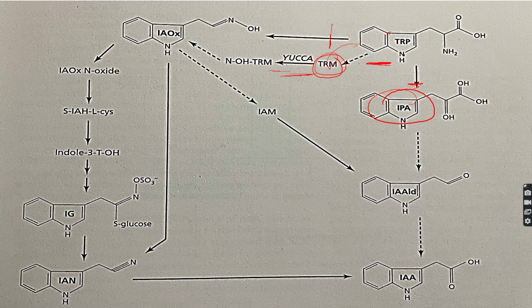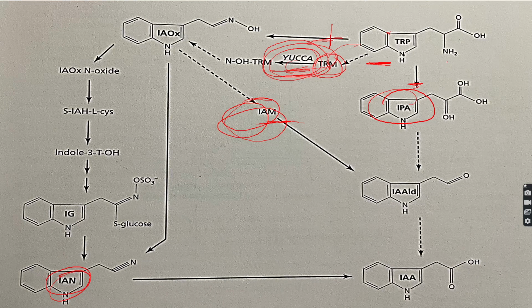TRM again undergoes two processes. One is indole acetonitrile and another is indole acetamide. So there are two pathways again, and this tryptamine pathway is also known as the YUCCA pathway, as the gene responsible for this pathway is YUCCA.